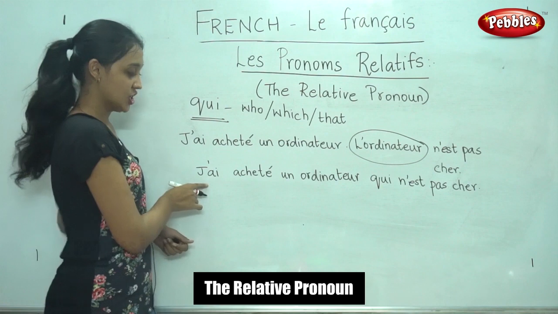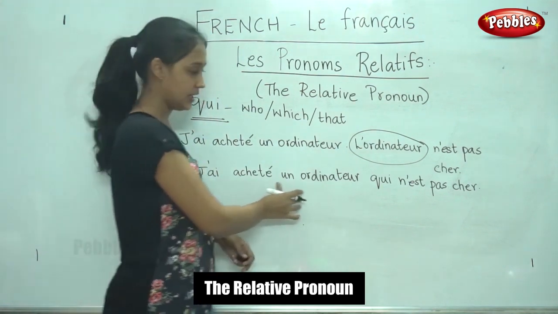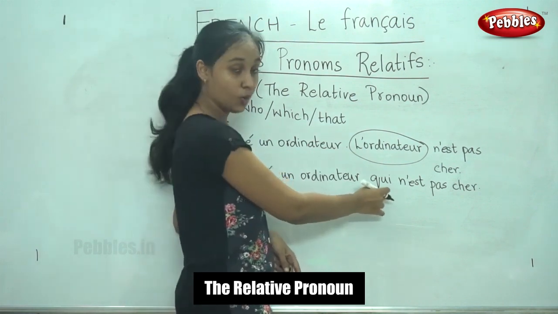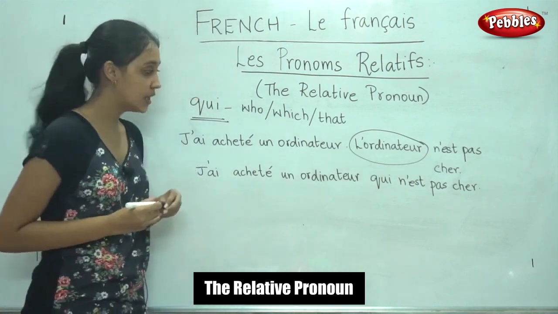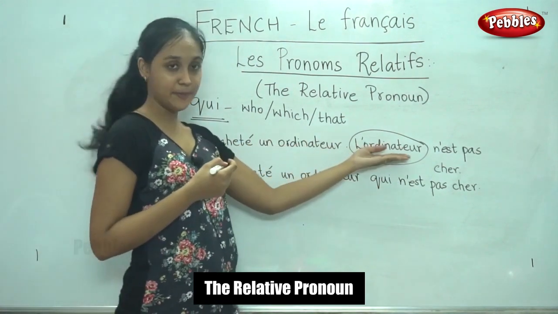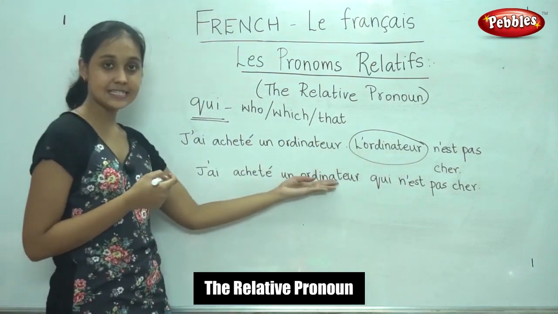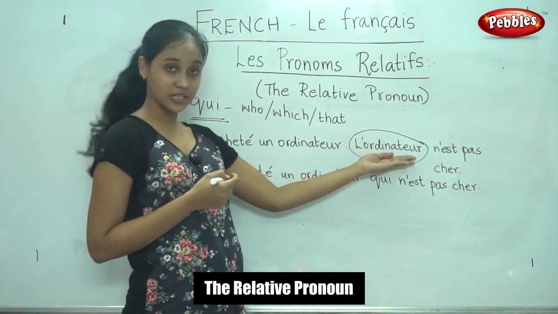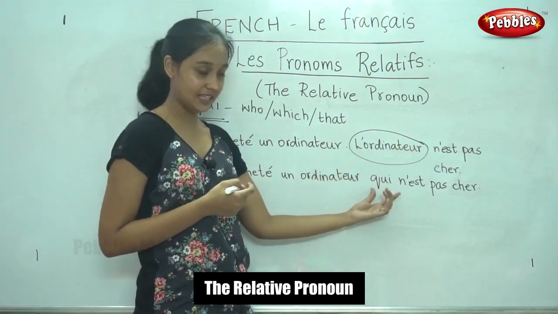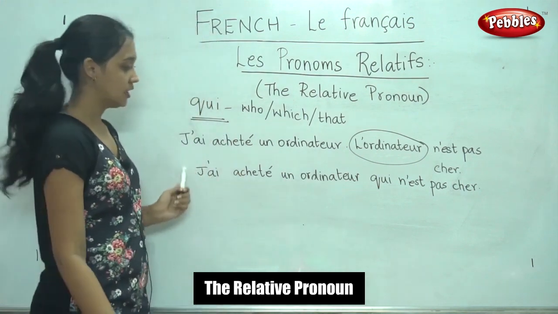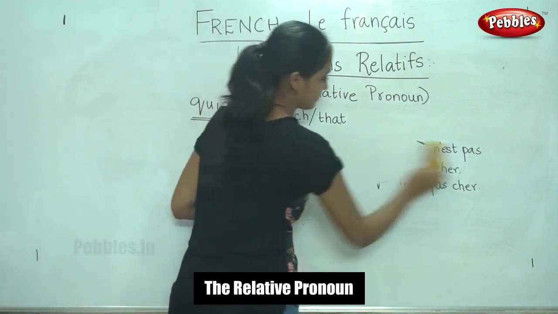So, j'ai acheté un ordinateur qui n'est pas cher. I bought a computer which is not costly. So what did we do? Since there is a repetition here, we wrote the first sentence as it is, and this word which is repeated, we replaced it with qui. Okay, so does it make sense? So shall we write one more sentence?